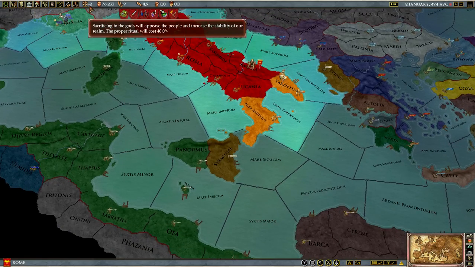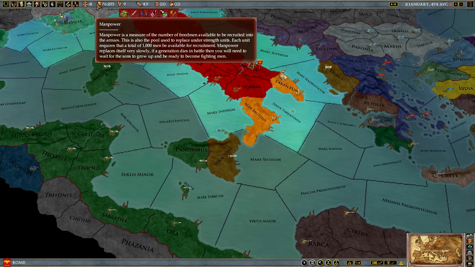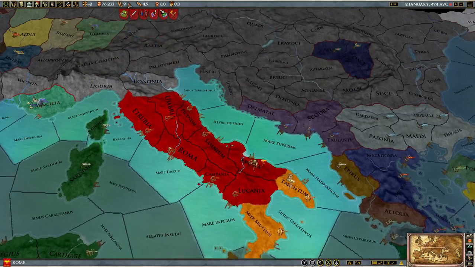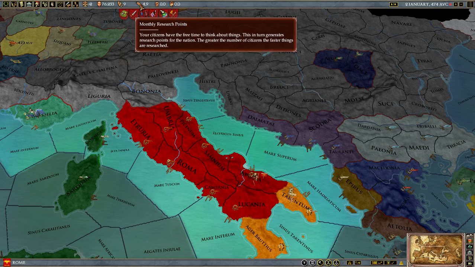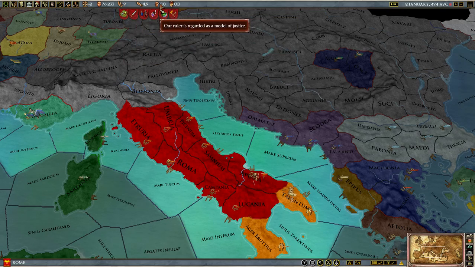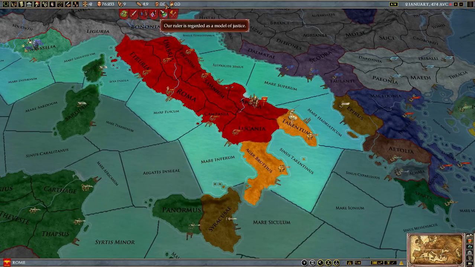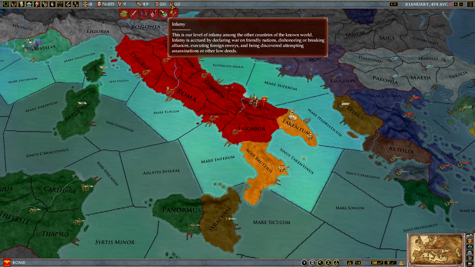You can also, of course, at the top of the screen, view your stability, your current manpower, which is used to reinforce your armies, your gold, as well as if you hover over this, you will see your balance. This is also your research points, and your tyranny. In addition to this, there is also the infamy. Infamy is simple. As you conquer things, you get infamy. And also, apparently, dishonoring or breaking alliances, executing foreign envoys, and being discovered assassinating.